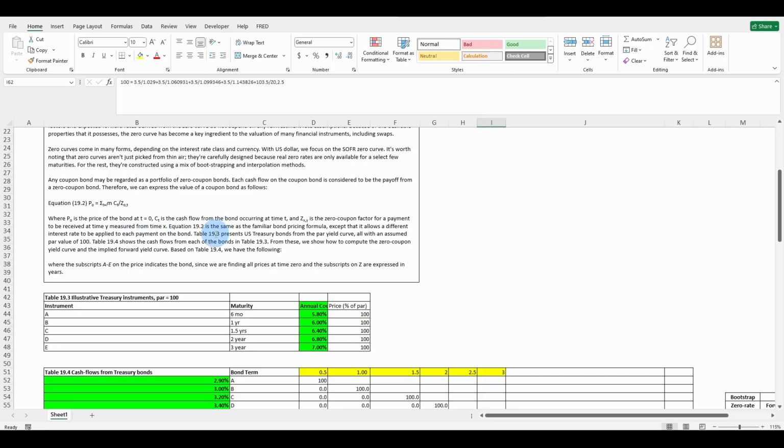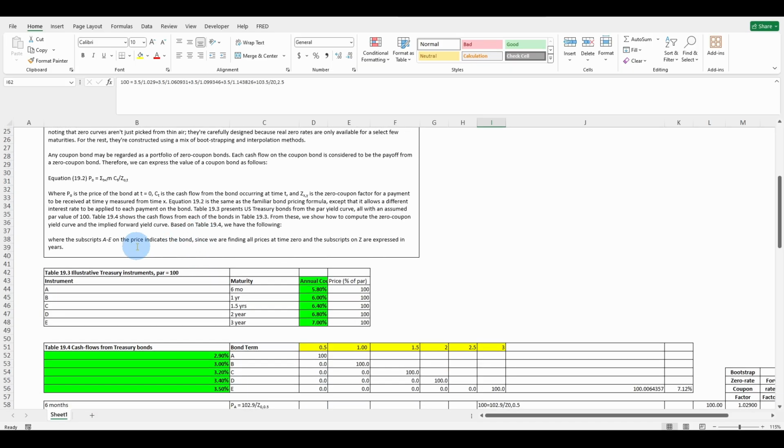Table 19.3 presents the U.S. Treasury bonds from the par yield curve, all with an assumed par value of 100. Table 19.4 shows the cash flow from each of the bonds in Table 19.3. From these, we show how to compute the zero coupon yield curve and the implied forward yield curve. Based on Table 19.4, we have the following, where the subscripts on the price indicate the bond, since we are finding all prices at time 0, and the subscripts on Z are expressed in years.